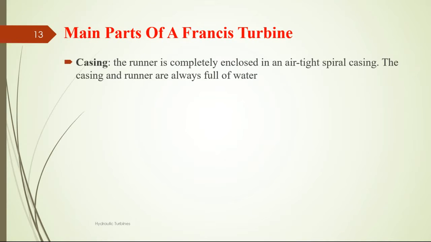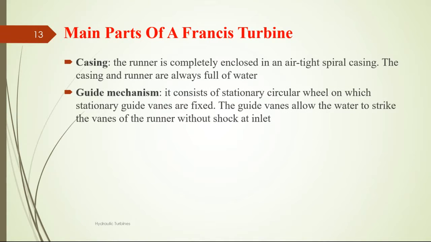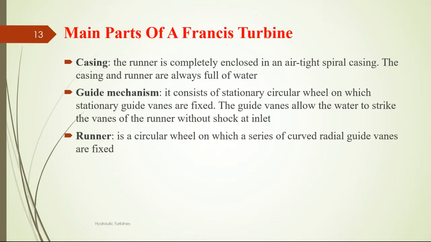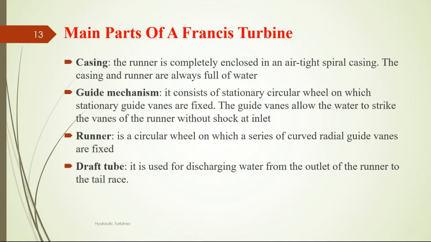First, casing. The runner is completely enclosed in an airtight spiral casing. The casing and the runner are always full of water. Second one is guide mechanism. It consists of a stationary circular wheel on which stationary guide vanes are fixed. The guide vanes allow the water to strike the vanes of the runner without shock. Third one is runner. It is a circular wheel on which a series of curved radial vanes are fixed. Next, draft tube. It is used for discharging water from the outlet of the runner to the tail race.